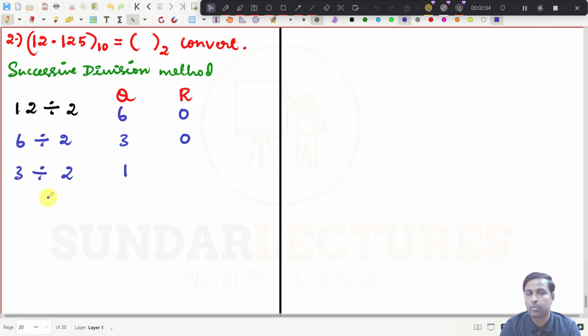The quotient will be 1 and the remainder will also be 1, right? You have to understand this one. You cannot take this quotient 1 divided by 2; it is not possible. Try to understand, you cannot divide 1 by 2, it now becomes a fraction value. So you don't do that. So now this is the final answer. You have to go in this way.